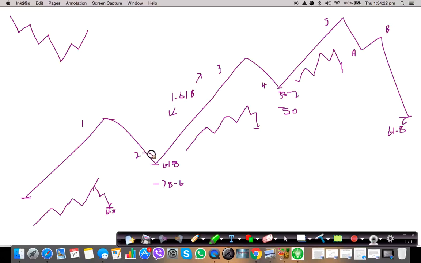Chances are sometimes in real time that this will probably come towards the 50. You might get a wick to the low at 618 here, right? But there are also going to be so many times, and this is my variation to the rules, where this price will come down and hit the 786 line, or somewhere in between the 618 and the 786 line.